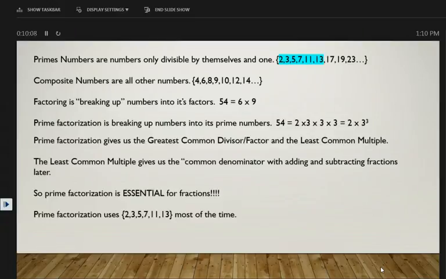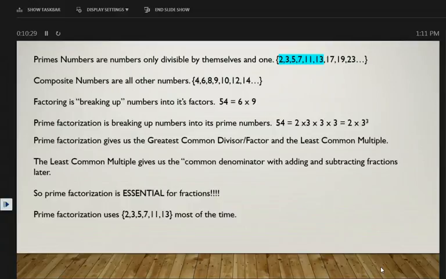What are composite numbers? Composite numbers are all the other numbers. I don't even know what composites are. Oh, there they are. 4, 6, 8, 9, 10, 12, 14. In other words, these numbers are divisible by other numbers. Okay? Not just themselves and 1.